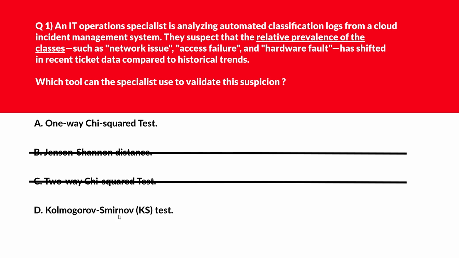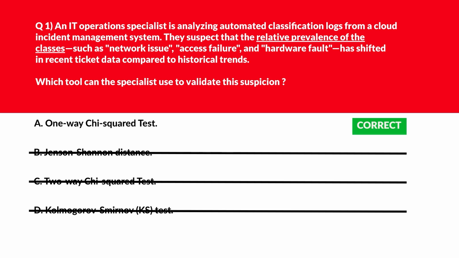We'll move to now option D. D says Kolmogorov-Smirnov test, that is KS test. KS test compares cumulative distributions of continuous data, making it unsuitable for analyzing categorical class frequency. We'll delete this. We'll lock option A, one-way chi-square test, as the right answer.